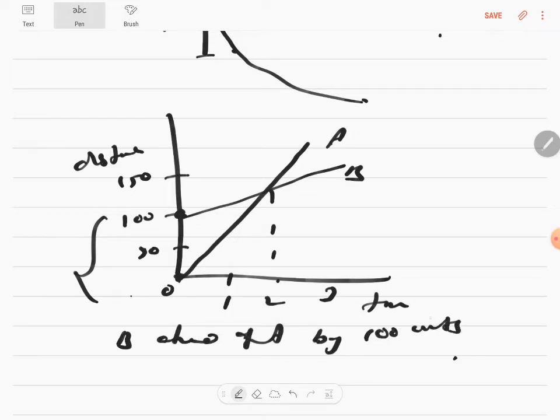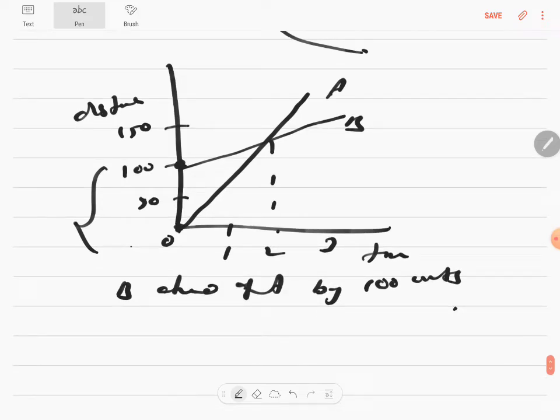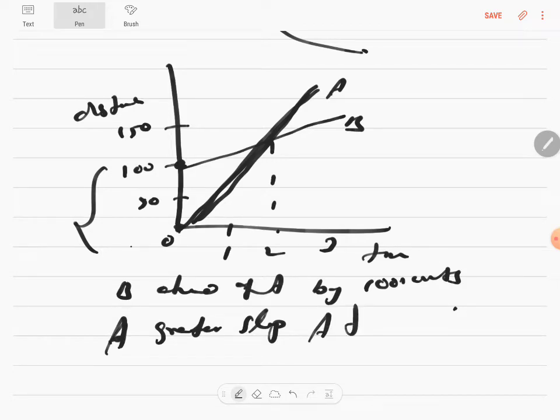Correct? Okay. Now second question, who do you think is traveling faster? Can you see a distance-time graph? When you take the slope, you will get velocity. Okay. Which slope is greater? A is greater. A is very steep. B is not so steep. So A has a greater slope. So A travels faster than B.